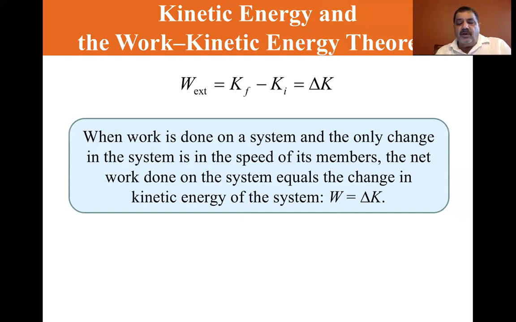Recall zero net work done when we let a spring push a block from x initial of minus x max to x final of x max. So the change in kinetic energy in the work-kinetic energy theorem only refers to initial and final configurations of the system. It doesn't depend on the path followed by any members of the system. The speed of the block equals 0 at both initial and final points of the motion. So the net work done on the block equals 0.